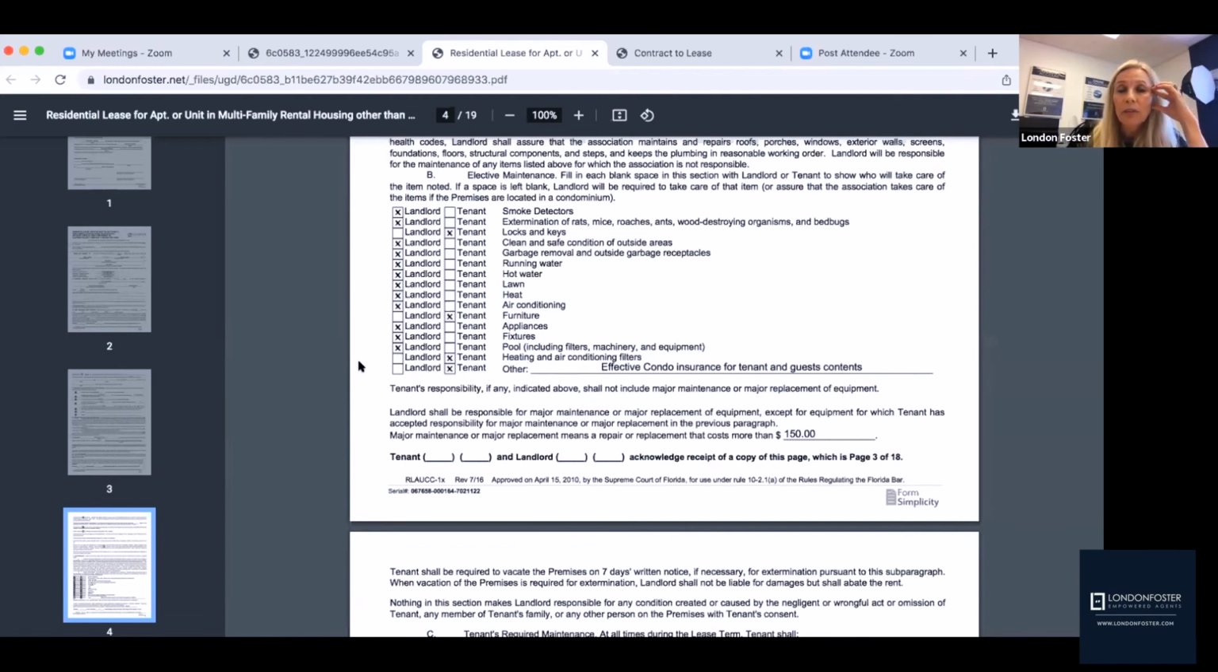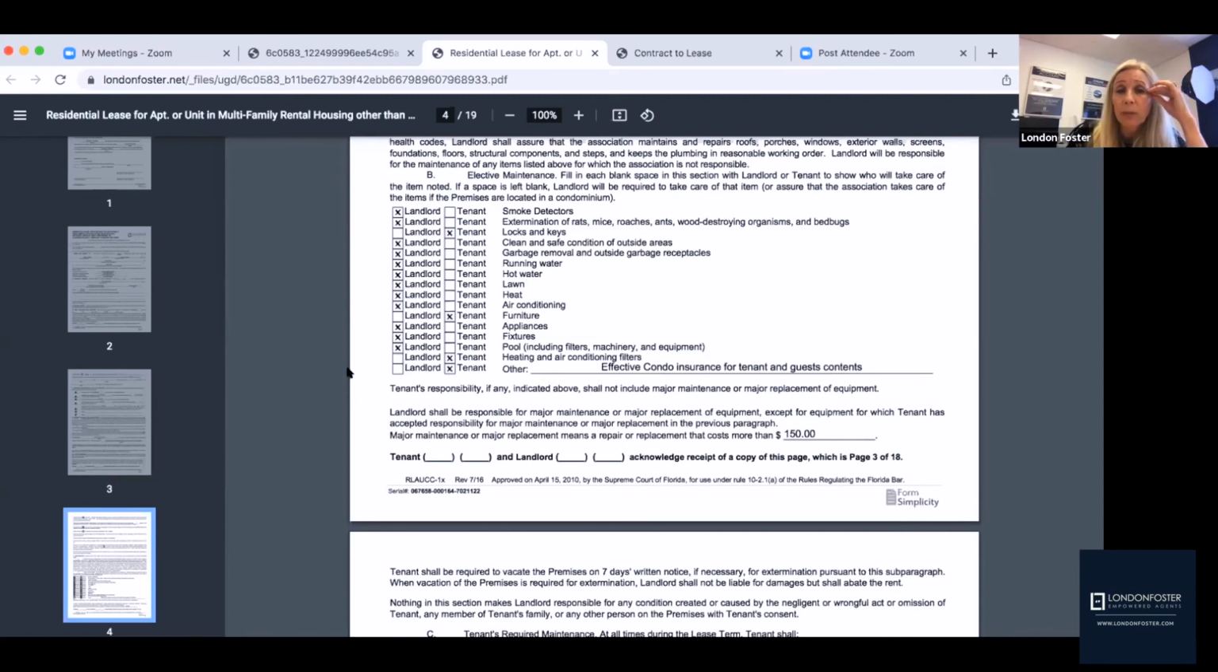And some of the filters are 1-month filters. Some of them are washable filters now. Some of them are 3-month filters. So just make sure the tenant knows that they're responsible for this. It goes to the air conditioning running and functioning properly. So it's to the benefit of the tenant to make sure they change these, especially if they're a smoker or if they have pets, they need to be changed more often.